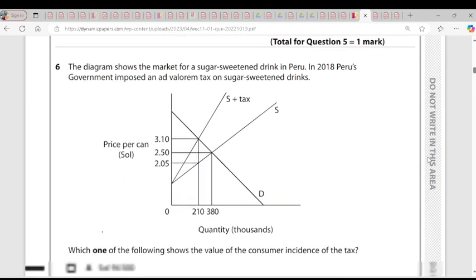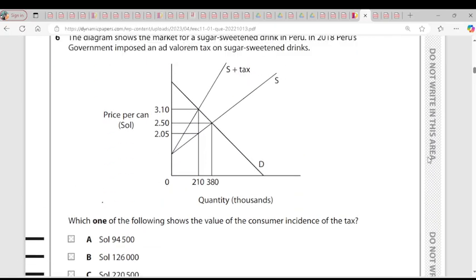So here, the graph is telling us that there's an increase in cost, yeah? So here they said there's imposition of tax. With imposition of tax, the price consumers will be paying would increase. Do you understand? The price consumers will be paying would increase. So before now, the price is around 2.05.